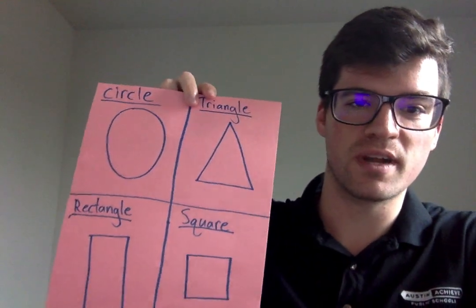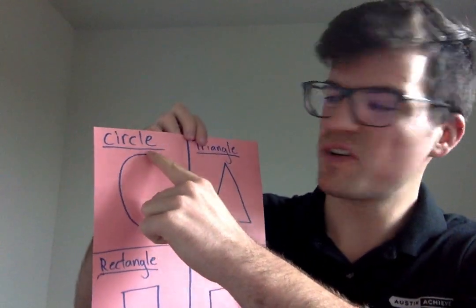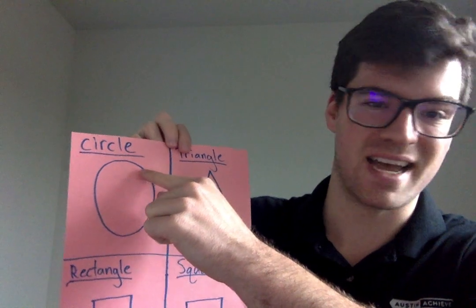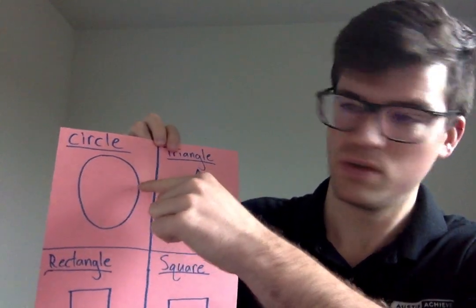So, the first shape that we are going to look for is a circle. A circle has no vertices and no straight sides. It's round, it's curved all the way around.